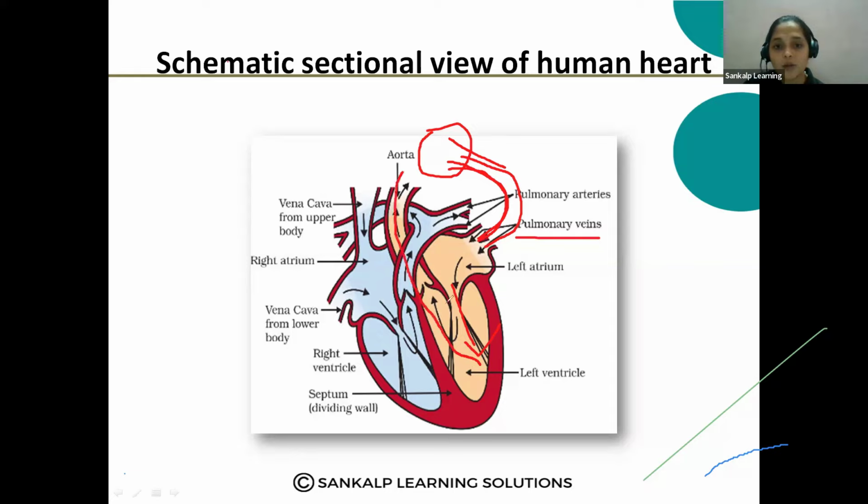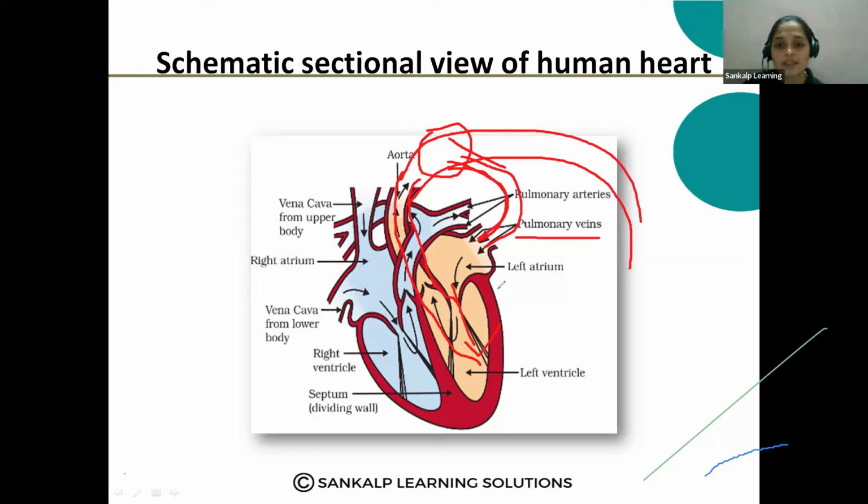This is the aorta. The left ventricle is connected to the blood vessel, that is the aorta. This aorta is able to transport the blood to the different parts of our body, which require the oxygenated blood, right? Oxygen is required, and this oxygen is supplied by the blood. So this aorta pumps the oxygenated blood to the different parts of our body.